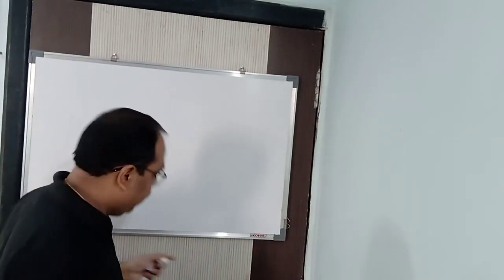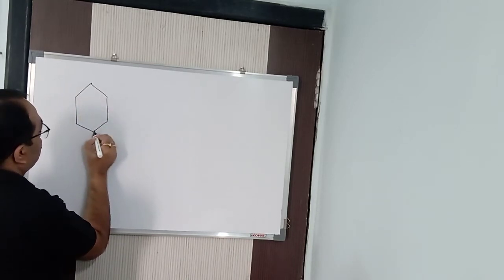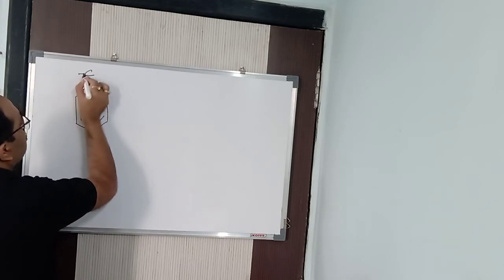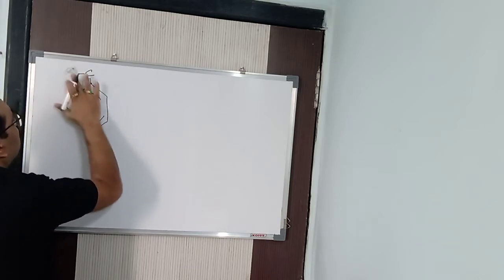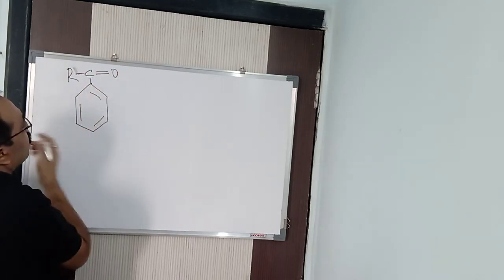Coming to the aromatic aldehydes and ketones. Let me draw the structure of aromatic aldehydes and ketones. So this is the structure. Look at the board. This is carbon, this is your alkyl group, and this is double bond O.